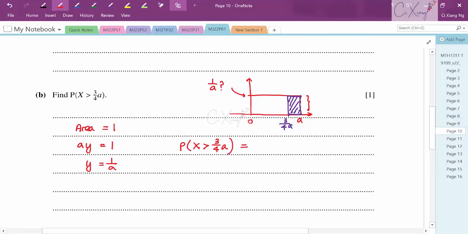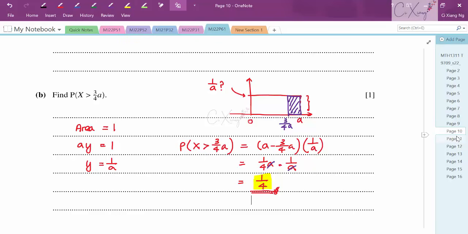Again, the base for this rectangle is actually a minus 3 over 4a, and the height for this rectangle is actually 1 over a. If I simplify, I'm having 1 over 4a multiplied with 1 over a. So you can simplify off the a here, and eventually the area that you get is 1 over 4. So this is the area, which is also the probability for x greater than 3 over 4a. All right, and now we will proceed further.